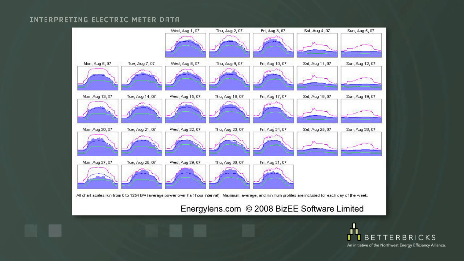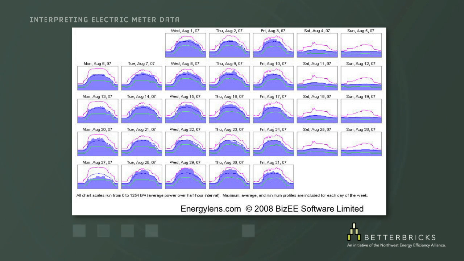Some of this information might help you determine, for example, that Monday might have been a day that you've changed a schedule around and you were able to save some energy by reducing the operating set points of your heating and ventilation system.